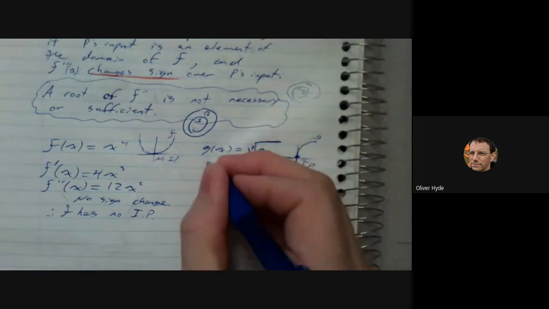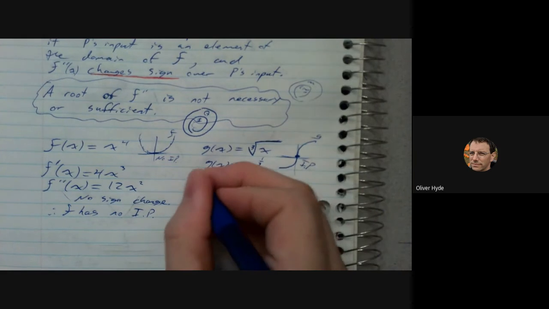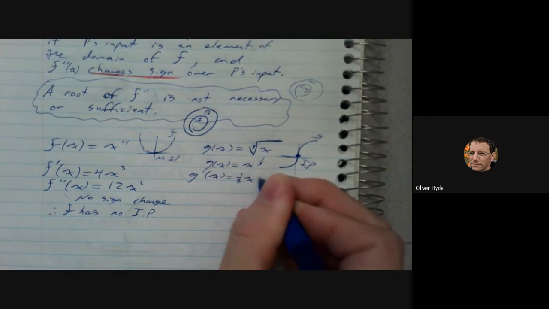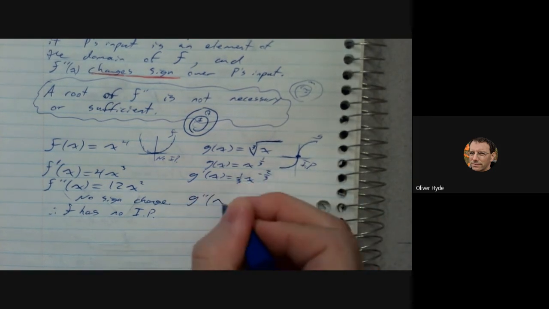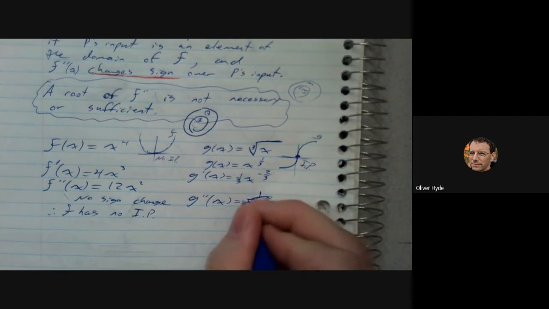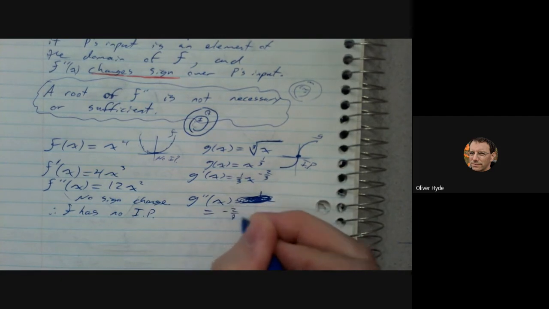Let's look at g of x. G of x, maybe we write it with a rational exponent just for differentiation's sake. G prime of x is going to be 1/3 times x to the exponent -2/3. Let's go to g double prime of x, which is going to be, sorry, take my time here, -2/9 times x to the exponent -5/3.